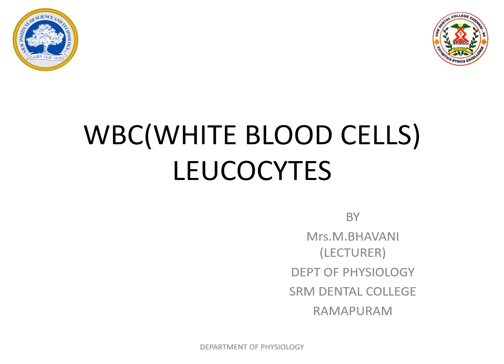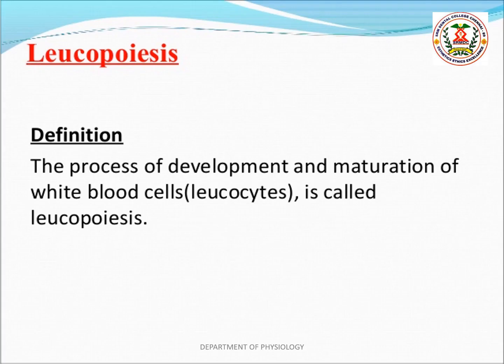So today we are going to see about WBC. WBC is white blood cells. The other name is leukocyte. This is an important cell which is present in our blood. This blood cell is formed by the process which we call leukopoiesis. The process of development and maturation of a white blood cell, that is your leukocyte, is called leukopoiesis.